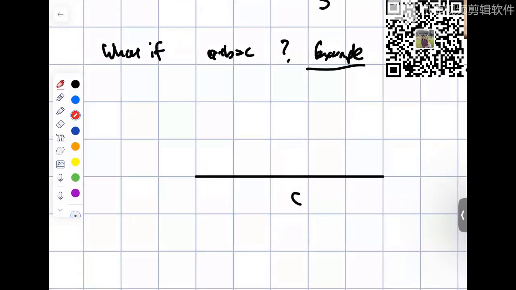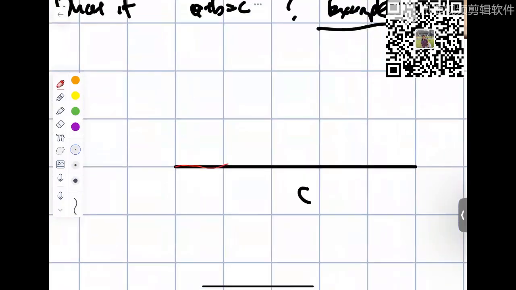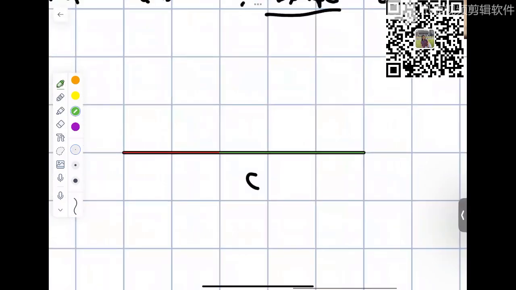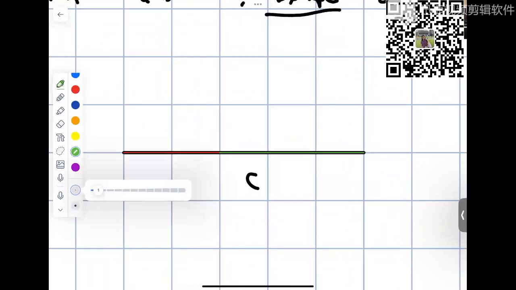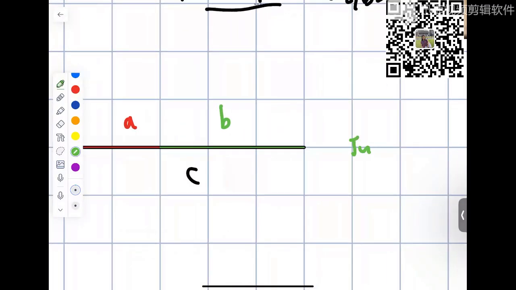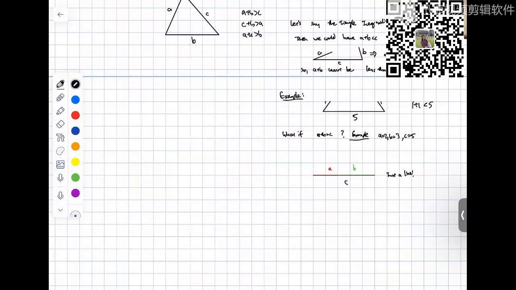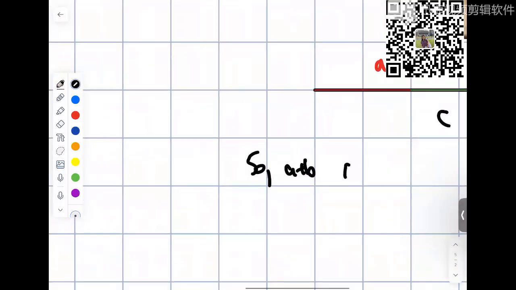Okay, so everyone sees C here. I'm gonna draw over it with a thinner font. So you would just get this, and then let's say you have green for C. And sure, it's really hard to see, especially if you zoom out. But is this a triangle? No. This is just a line. So A plus B cannot equal C.